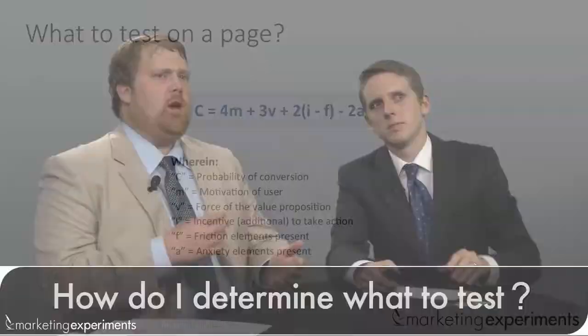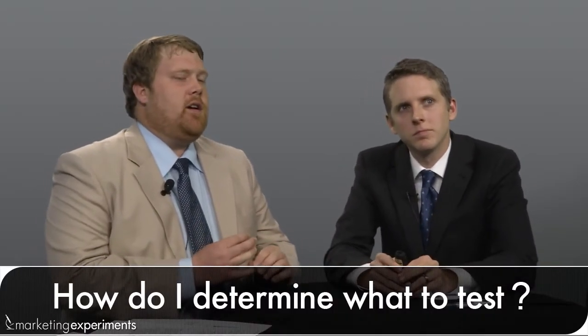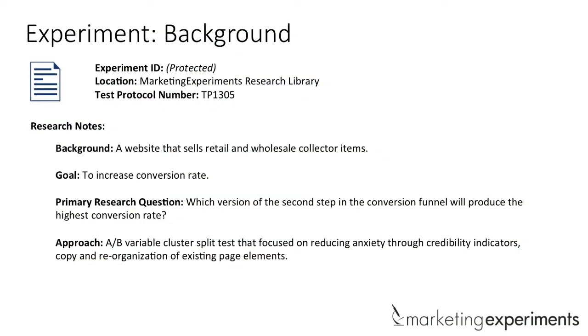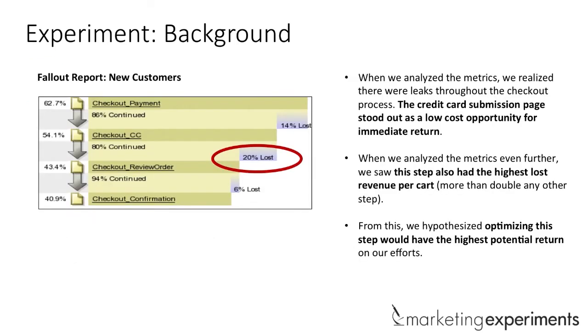We have a case study here that we're going to go over, and this is a website that sells retail and wholesale goods. I think they're actually collectibles. We started with the partnership. We needed to do a funnel metrics analysis to determine where we needed to test, and we saw a 20% decrease in the second step of the funnel, at one of the checkout pages. So we found out where the decrease was happening, where the leakage was occurring.